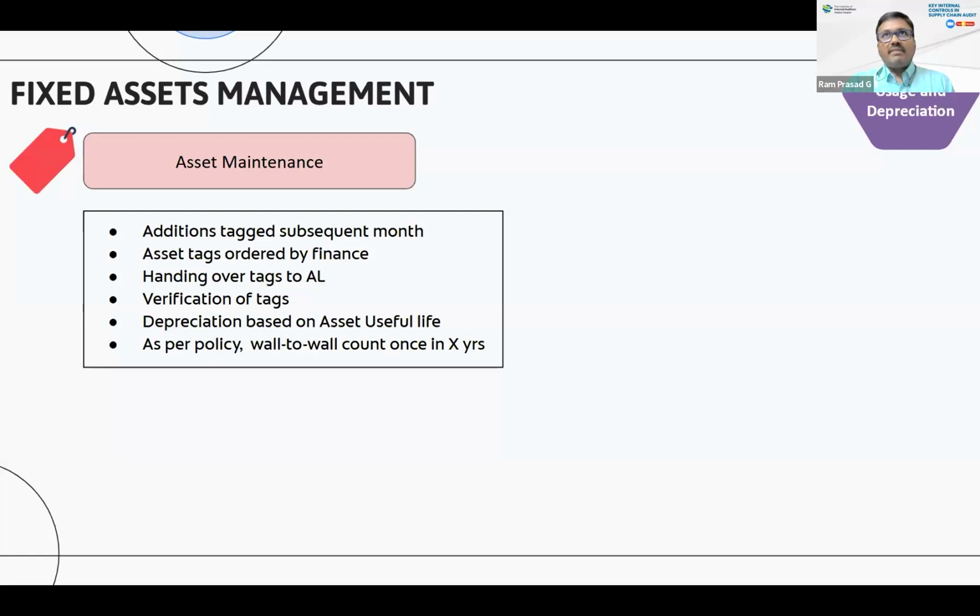So when we go for an audit and do our asset verification, we can check whether tags are available for all the assets, the timing of tagging them, and the number of years in which 100% verification was conducted. All these things can be covered in the audit that we conduct.